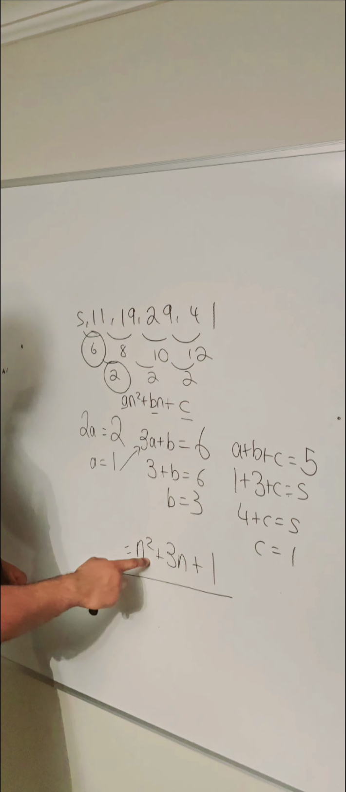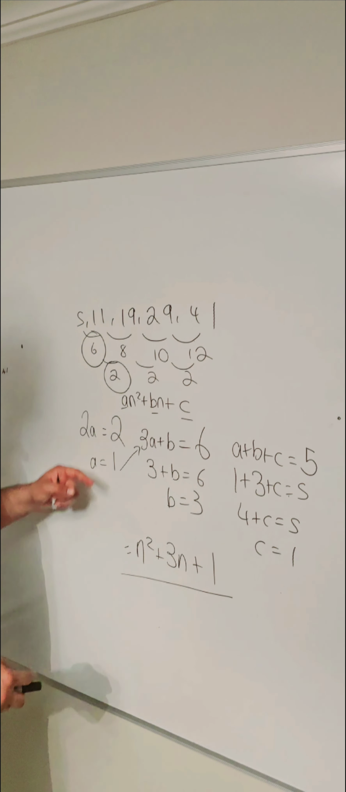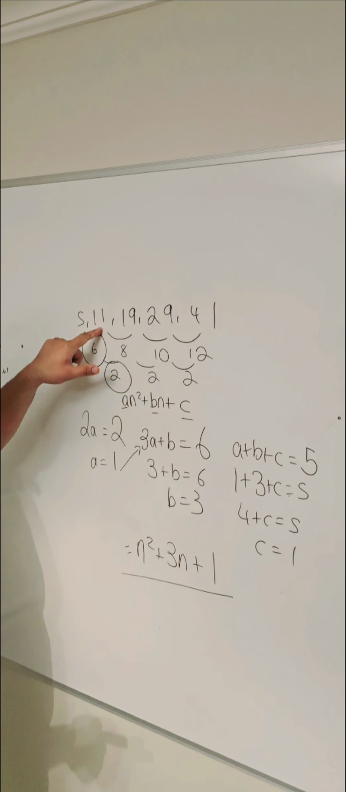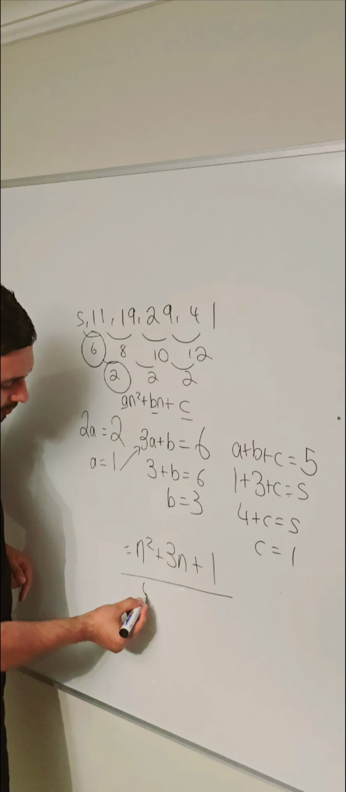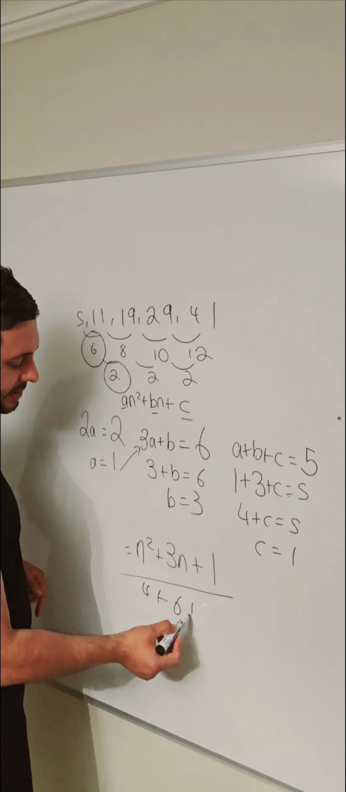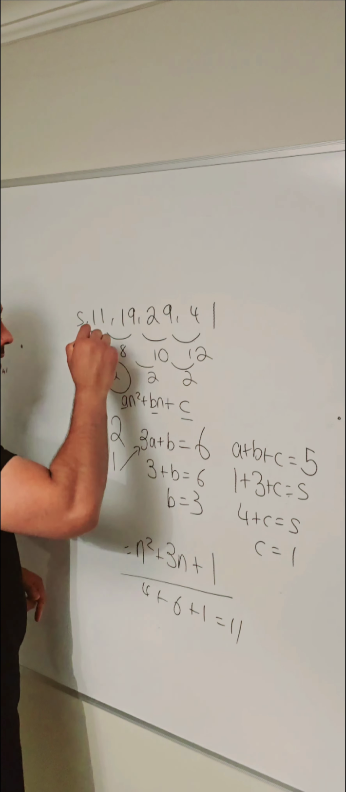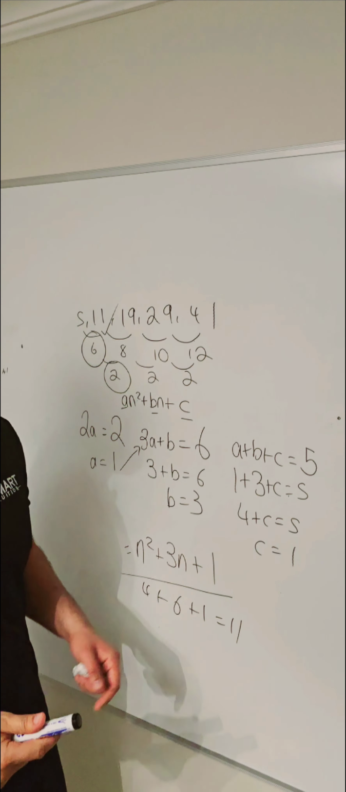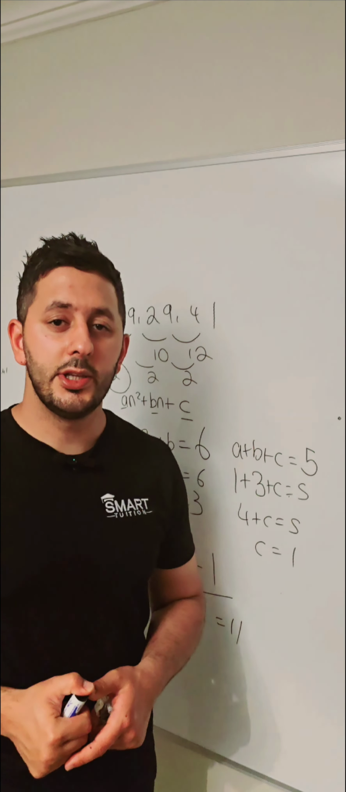So let's replace n here with 2. And if I replace n with 2, I should get a final answer of 11. So 2 squared is 4. And 3 times 2 is 6, plus 1 is equal to 11. It works perfectly fine. That's a good guaranteed 3 marks there in your GCSE higher paper.